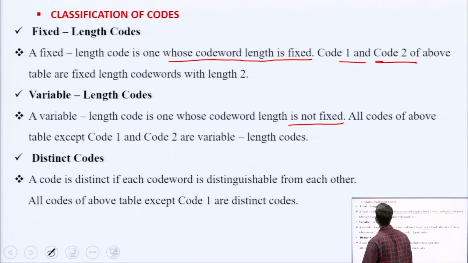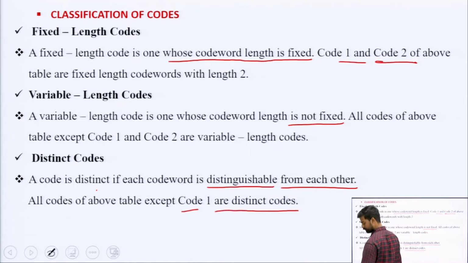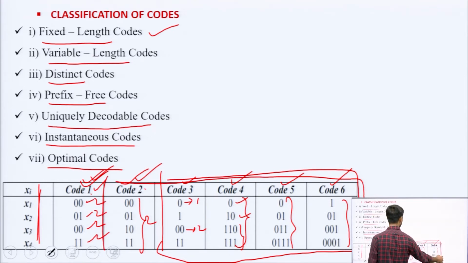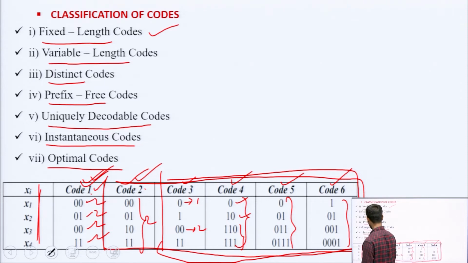Okay. Next one is your distinct codes. A code word is distinct if each code word is distinguishable from each other. All codes of the above table except code 1 are distinct codes. How? Because in code 1, x1 is coded as 00 and again x3 is coded as 00, but these are not distinct, these are the same. But in the case of code 2, code 3, code 4, code 5 and code 6, there is no repetition, there are no same codes for x1, x2, x3 and x4.